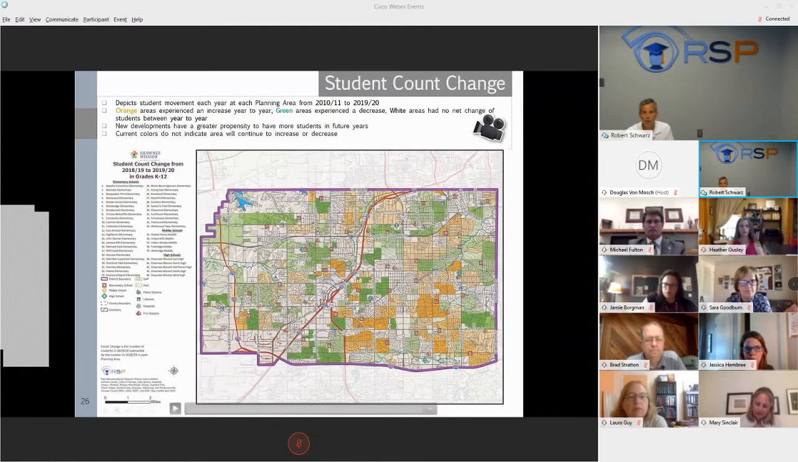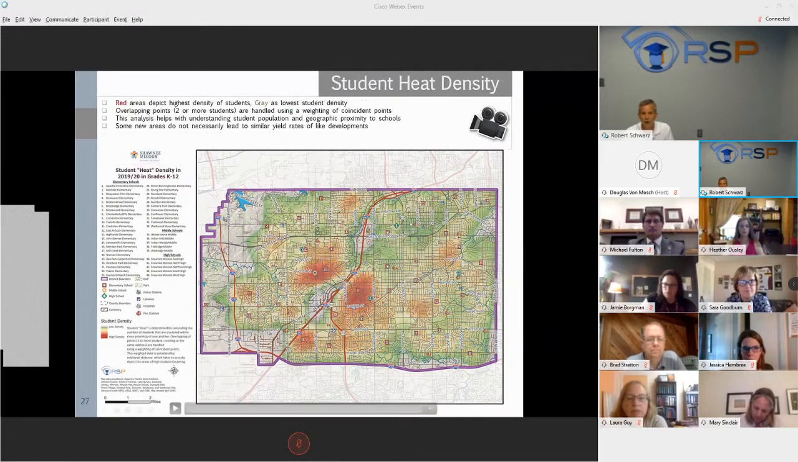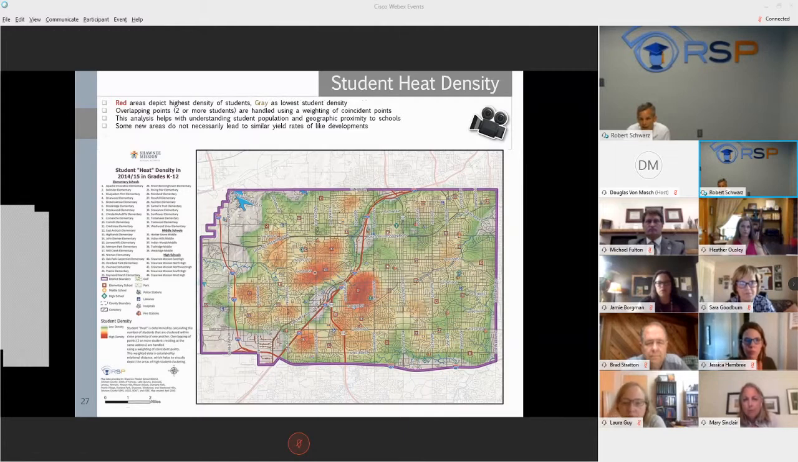I will show you one other video, and then I want to go into some things about your developments. As we talk about the movement of students, Brandon put together a really cool map that you're going to see that goes back to 2011, and we start to see where the density of students are based on their address. The red areas represent where we have the greatest density of students.